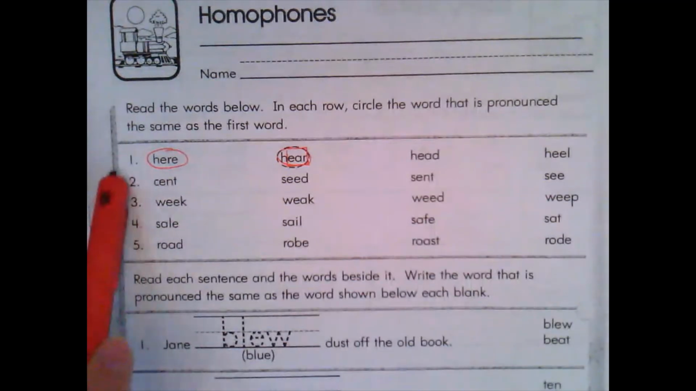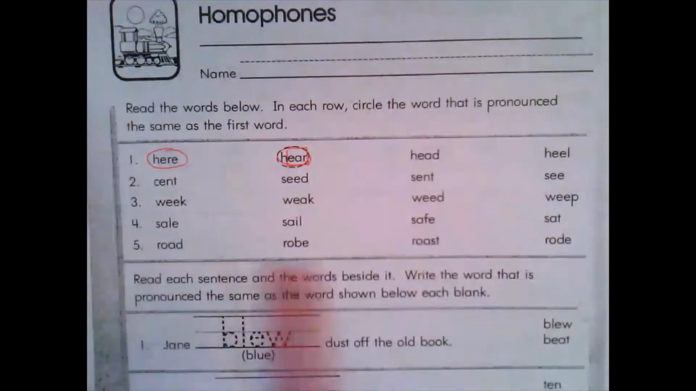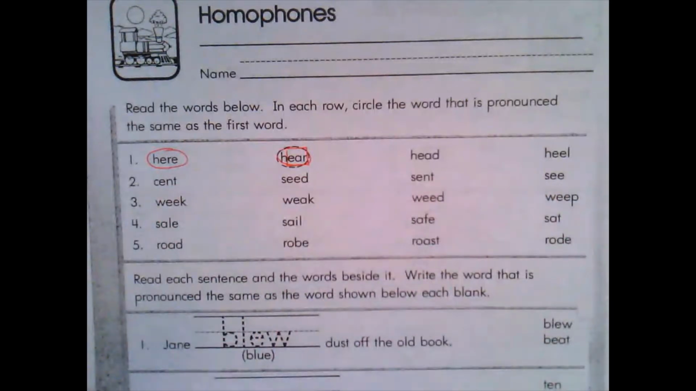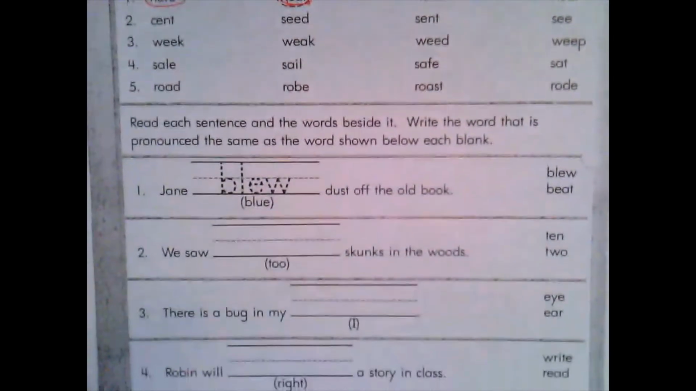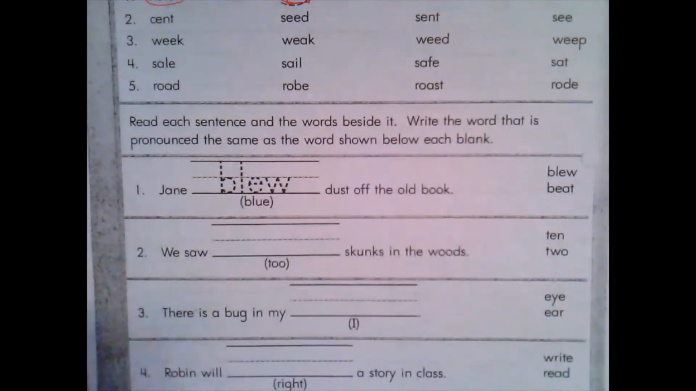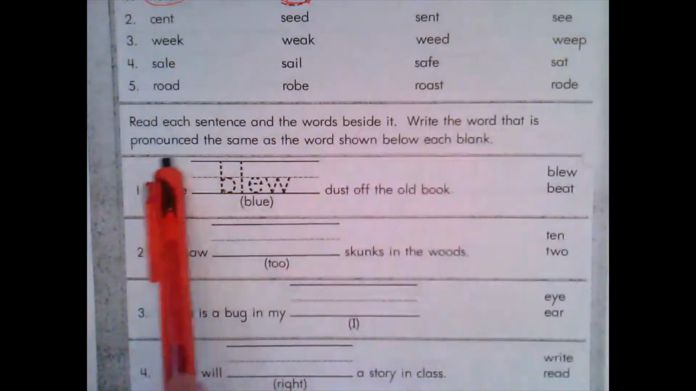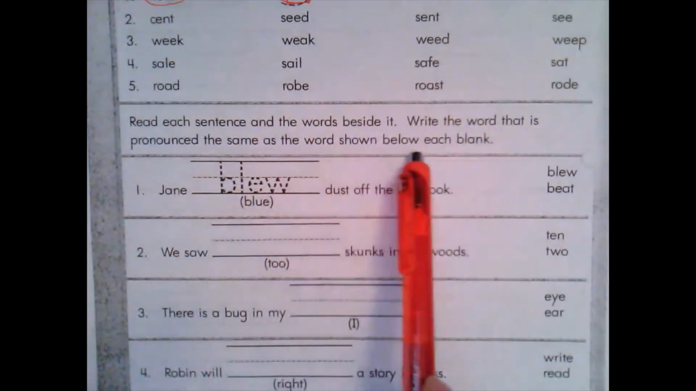So for this section, you're just going to figure out which words sound the same, and those are the homophones. Down here it says read each sentence and words beside it. Write the word that is pronounced the same as the word shown in each blank.